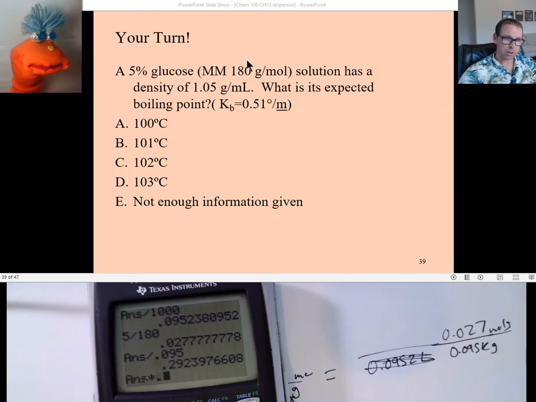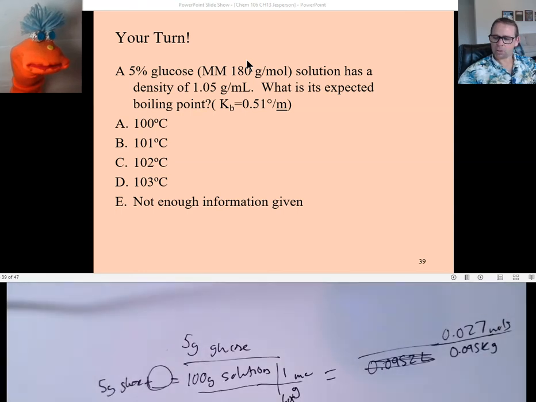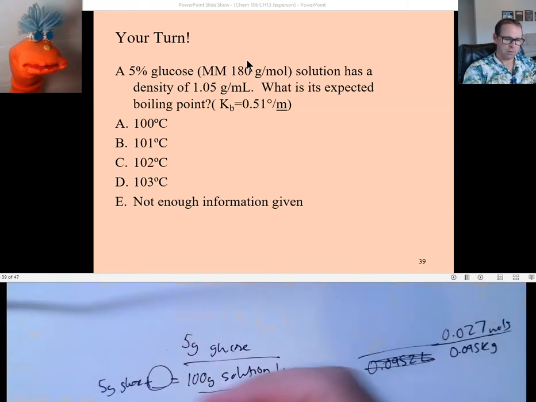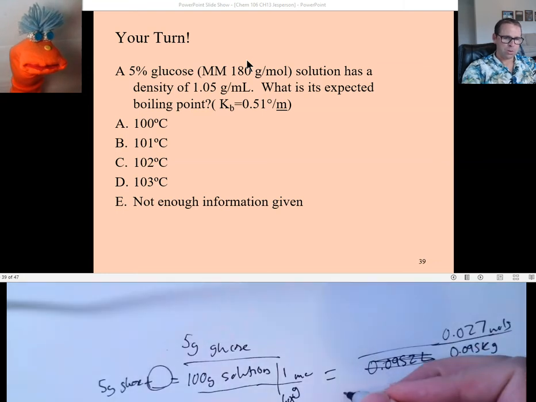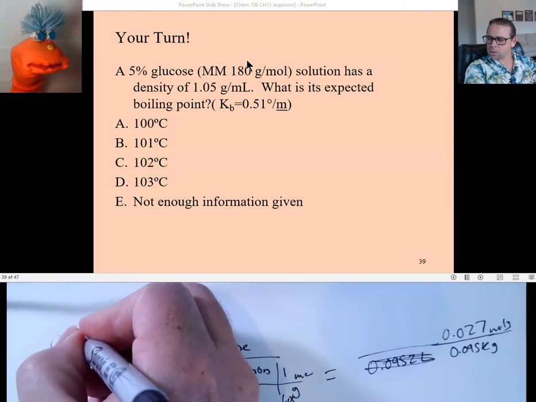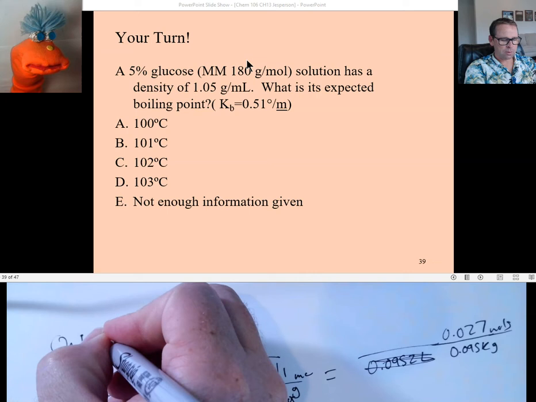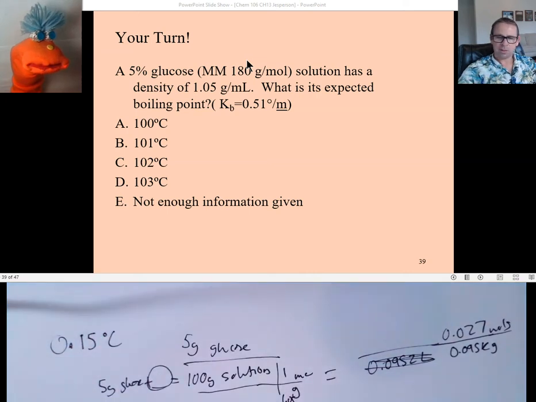Okay, very good. 0.51 degrees for every molal. So it's only increasing like 0.15 degrees. So 0.15 degrees Celsius. Now, is that the new boiling point? Oh yeah, I guess. Well, it's not one of the ones that's up there. So that is not the new boiling point, is it? It's the shift, isn't it? Oh yeah, okay, it's the shift.